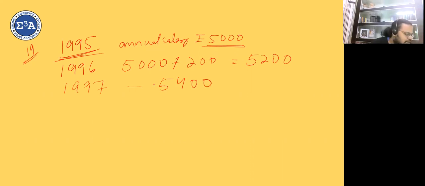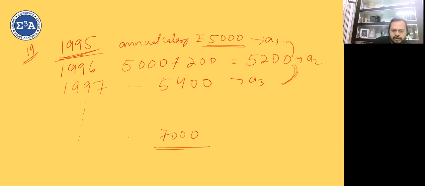Now the question is, in which year did his income reach 7,000? It is clear that if I take this as my first term, this my second term and this my third term, they all have a common difference of 200. 5,000 and 5,200 have a 200 difference, and these two have a 200 difference. So I can say this is an AP. Now my task is to find out which term of the AP this is. If I can find that, I can add those many years to 1995 and we'll get the answer.